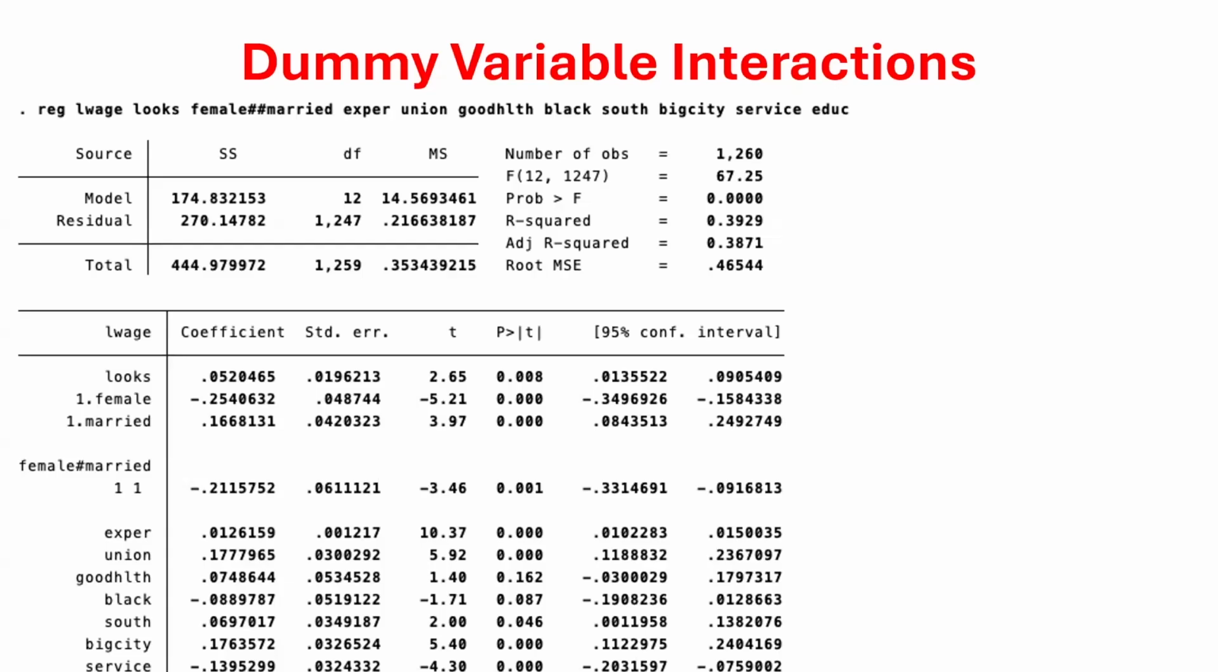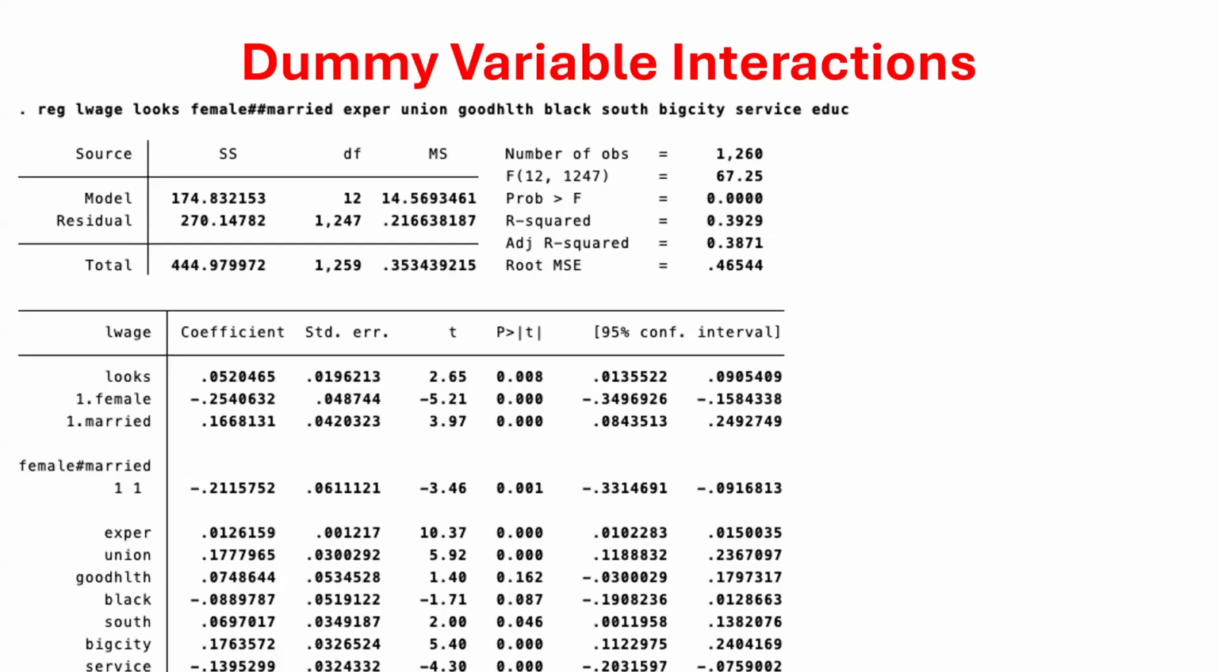Looks like they're rewarded with higher wages. Now, what would the total effect of being married be for a female? Well, this is going to be the effect of being married. Here's the additional effect of being married if I'm a female. So I would actually add these up. It ends up being what? Negative about 0.05. So the total effect of being married in terms of wages is actually positive for males, but the total effect of being married for females is actually negative.